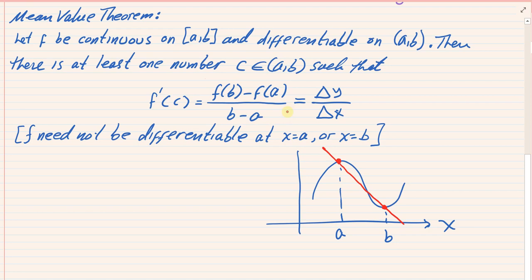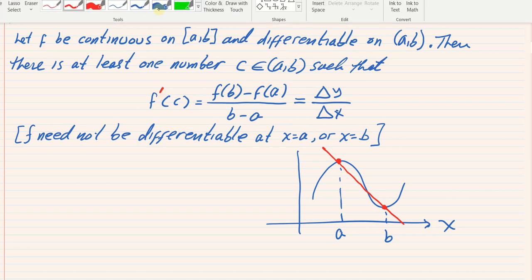Now, I should be able to, according to mean value theorem, draw at least one line where f prime at c, the slope of a tangent at c, would exactly equal the slope of the line that you're looking at, the secant line.